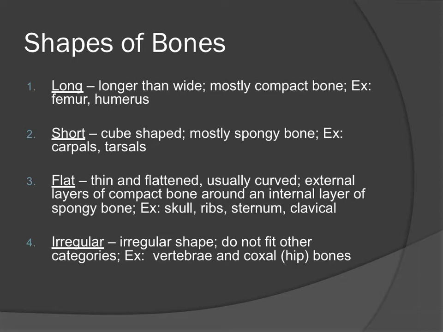So short bones would be like your carpals and your tarsals. Short bones are very limited in their range of motion, and they glide across one another. And again, they're cube shaped. So it's the little bitty bones like in the wrists and the ankles.